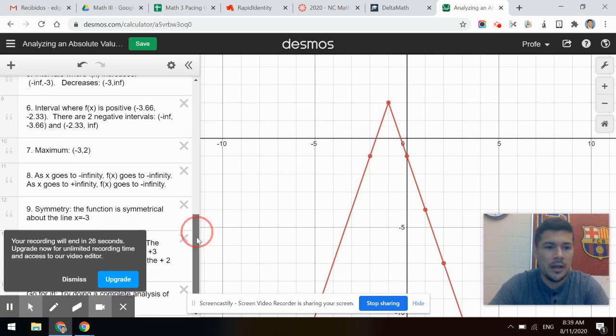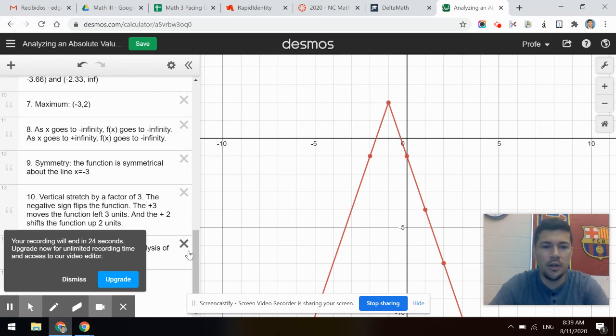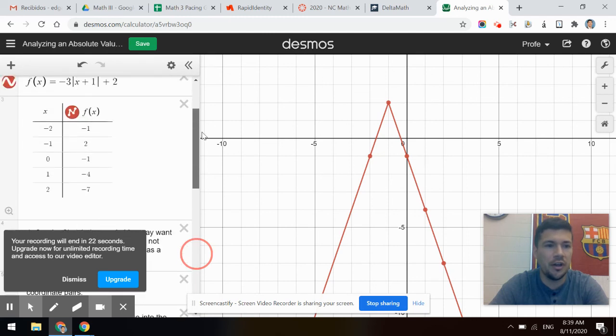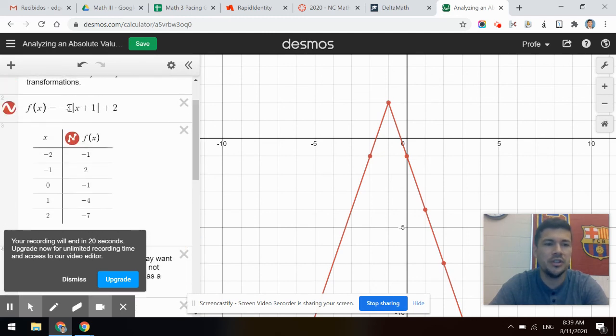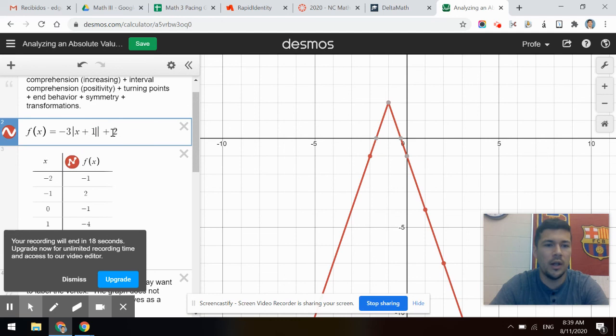And then step 10 says, what are the transformations of this function? In other words, what you need to think about is, what are the numbers in the function rule actually doing to the graph? So -3 is affecting the slope. You can see that the slope is down 3 over 1. +1 has moved the function left 1, and +2 has moved the function up 2. And that is a complete analysis. There's an example at the bottom.